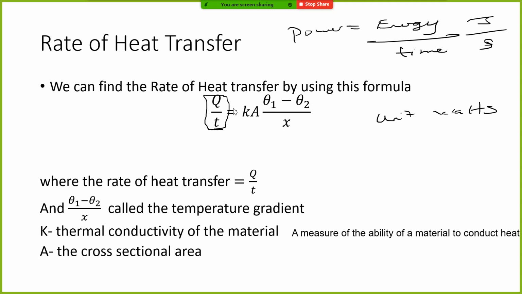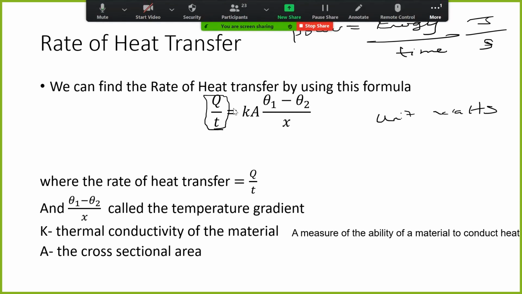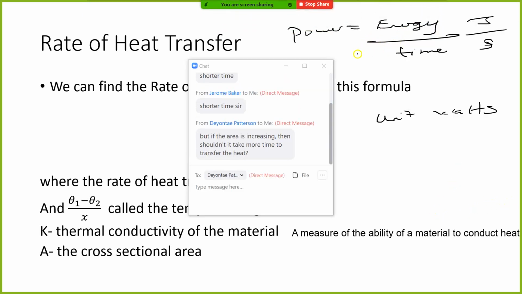So let's see. The thicker the material is, it makes sense, right? Is it much slower for the heat to be transferred into it? But if the area is increasing, then shouldn't it take more time to transfer the heat? Yeah, that's a good question. So one of your classmates is saying that if the area is increasing, then shouldn't it take more time to transfer the heat?